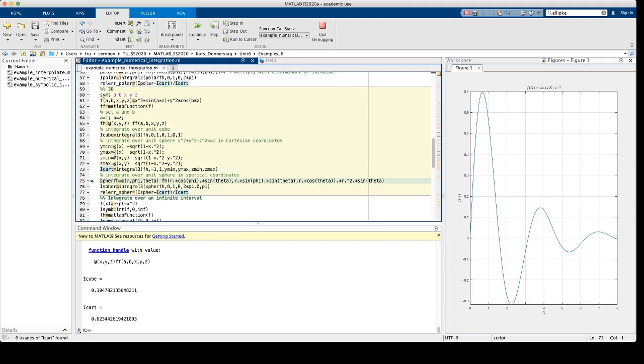We are now ready to integrate over the unit ball in spherical coordinates. Very similar to before, we evaluate the function handle at the polar coordinates of the points in the ball, and again we multiply by the Jacobian of the transformation, which in this case is r squared times sine of theta. So this function is integrated over the unit ball by running the integration in r from 0 to 1, the integration in phi over the interval from 0 to 2 pi, and the integration in theta over the interval from 0 to pi.